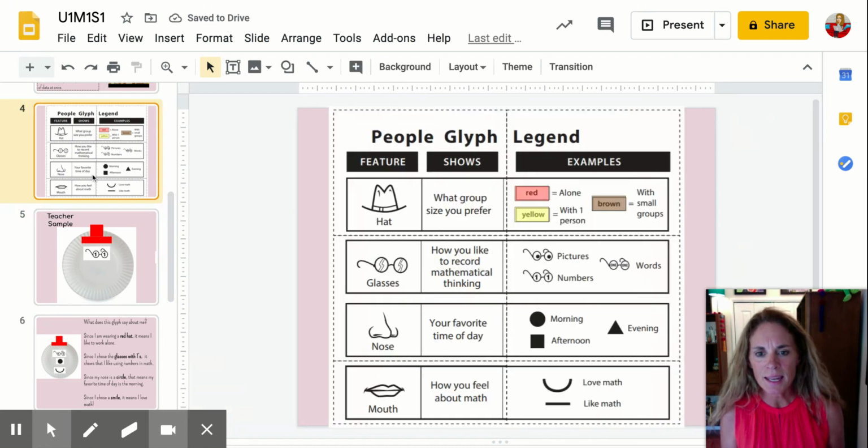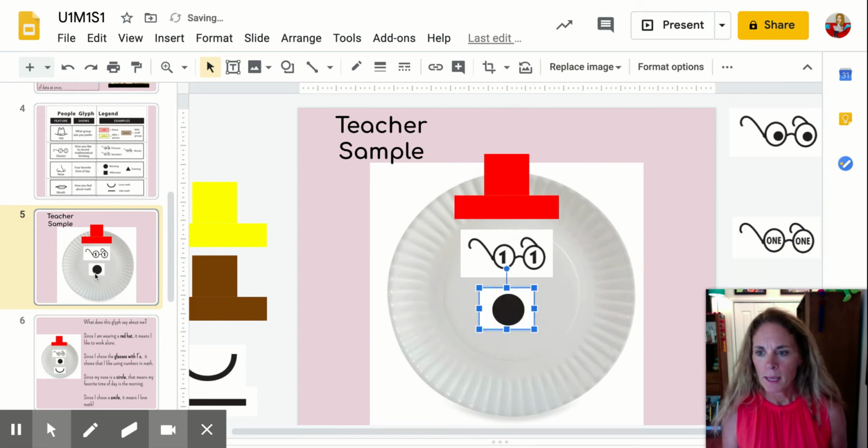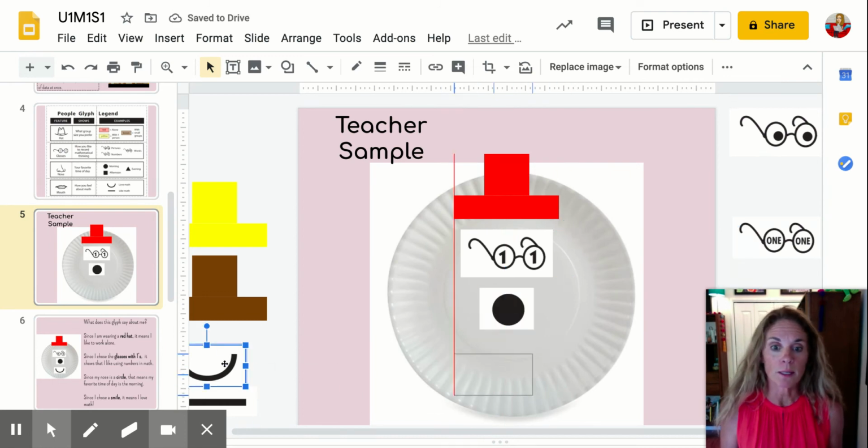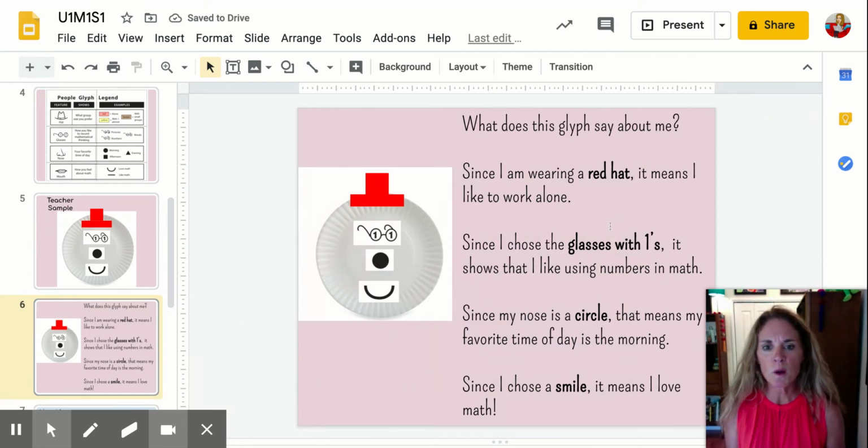And then what time of day do I like to do my math? I guess I would say I'm a morning person. So I'm going to go back and choose the round nose. And I love math. I don't even have to look at the legend. I know that I like the smiley face. So now you know that I like to work alone. I like numbers. I enjoy working in the morning, and I love math.